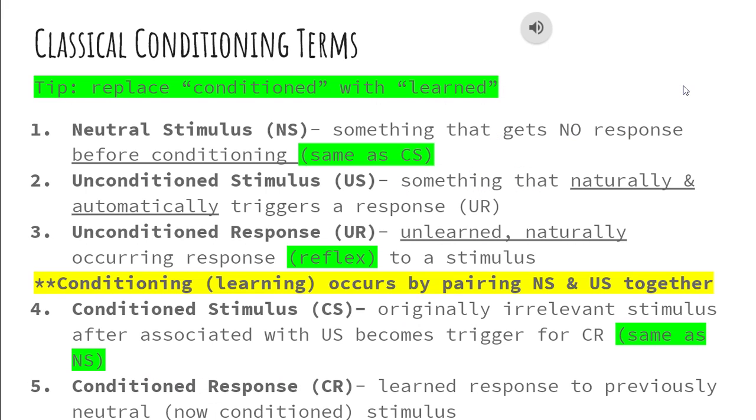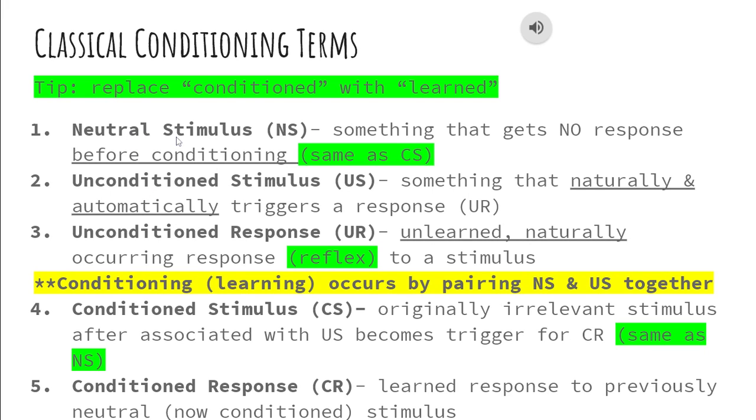So terms you should know for classical conditioning: neutral stimulus, unconditioned response, conditioned stimulus, conditioned response. I would remember these by chunking these into two halves. One, we've got the first portions are the things that happen naturally, right? And these are, if you want to remember it this way, unlearned. Okay, this is before we've had any form of training or conditioning.